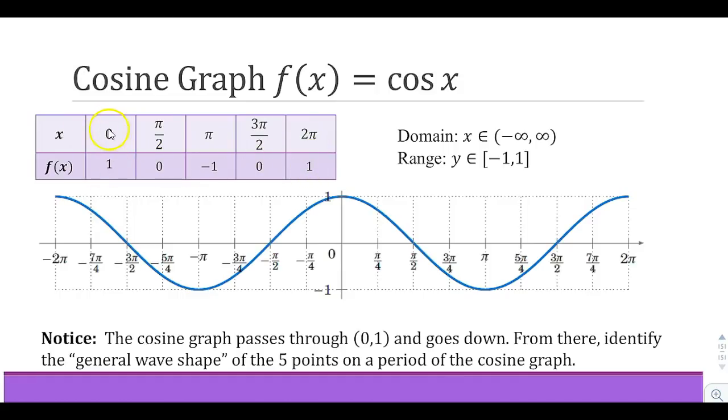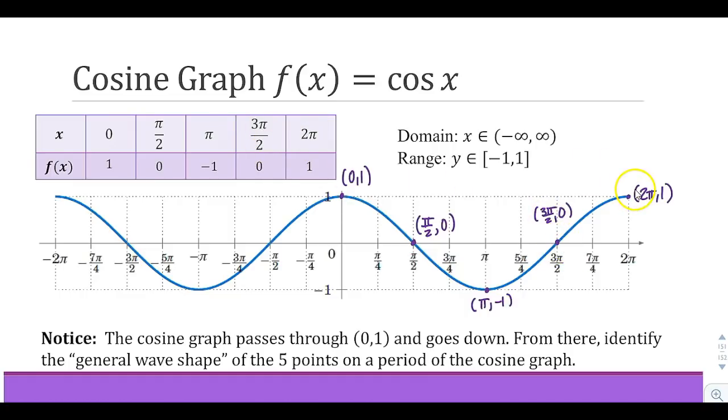And then again, each of these corresponds to a coordinate point on the graph that we have here for the cosine function. So let's show that matchup. So we have 0, 1, the coordinate point. We have pi over 2, 0. We have pi, -1. 3 pi over 2, 0.